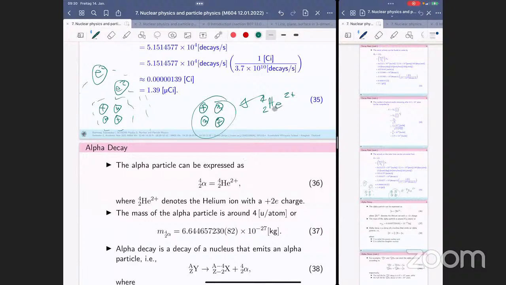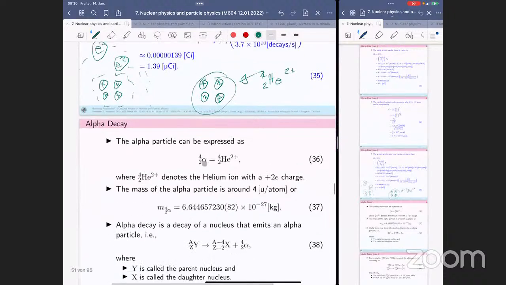All right, the next thing is the 4. What is 4? 4 is the number of nucleons, right? There are 4 particles here. And what is 2? 2 is the number of positive charges, which is 2 protons here. And helium-4 2+ is actually the helium ion, because it has no electrons anymore.